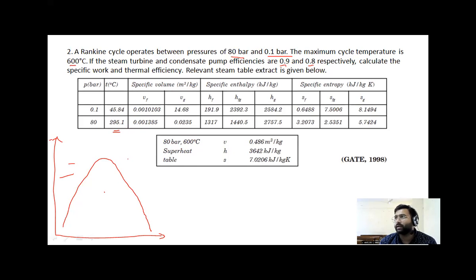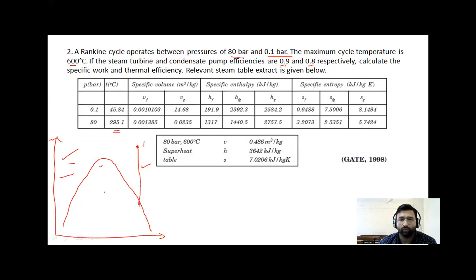So we can say that at the turbine inlet, that is the maximum temperature, point number 1 is in the superheated region. There are three regions: this is the subcooled region, this is the wet region, this is the superheated region. Now from the table I can say the condition of steam at the outlet of the boiler is superheated steam. So point 1 will be in the superheated region. Now I can draw the other points, so here I can draw point 2.